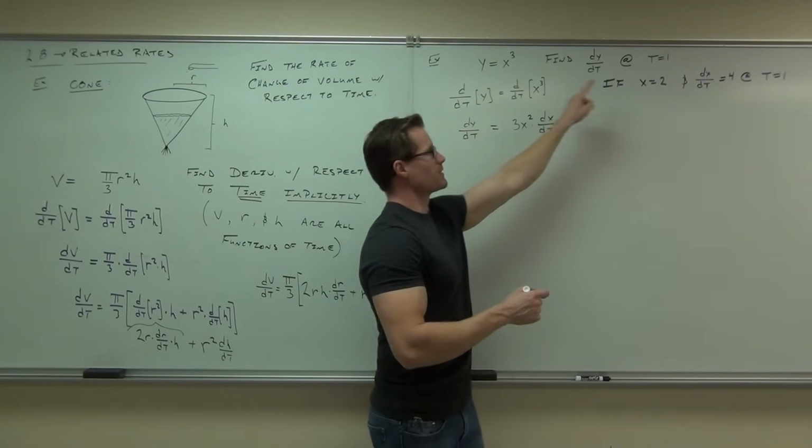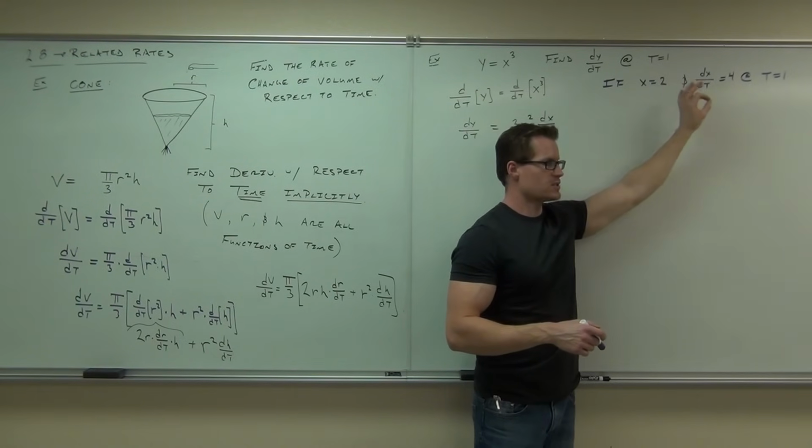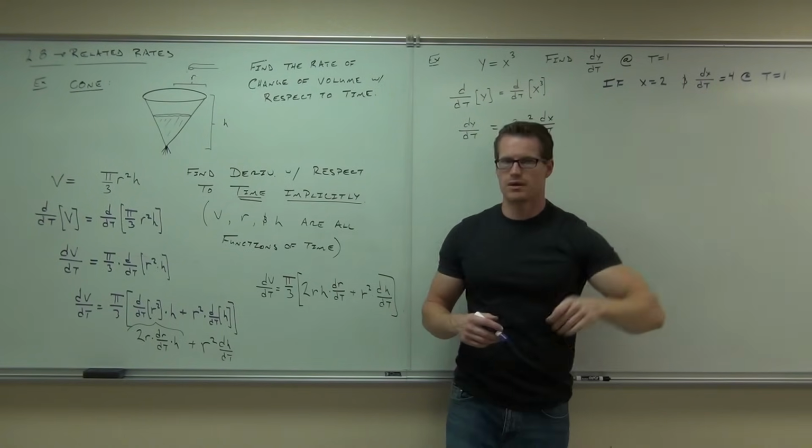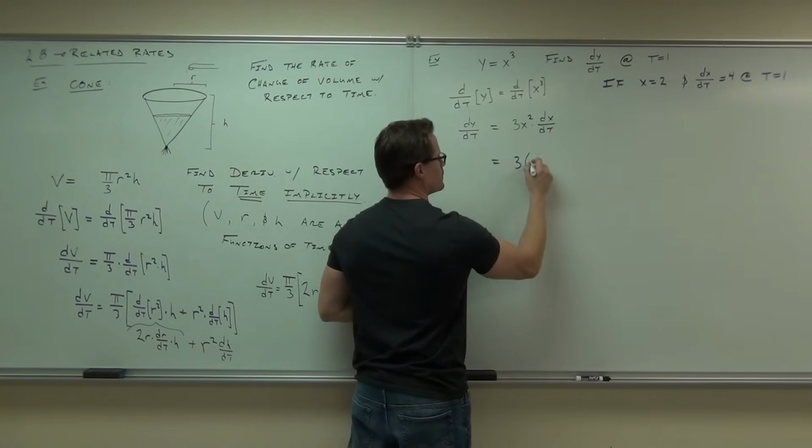Yeah. You've got an x. You've got a dx/dt. I have the rate of change of x according to time. That means you can plug in the numbers and figure this out. So this would be 40.